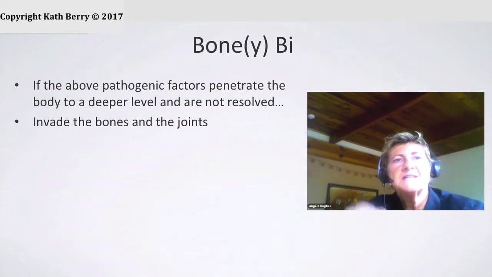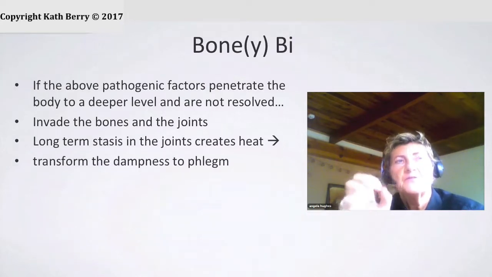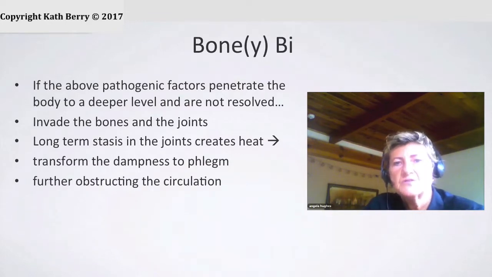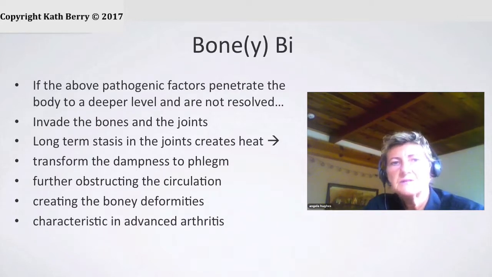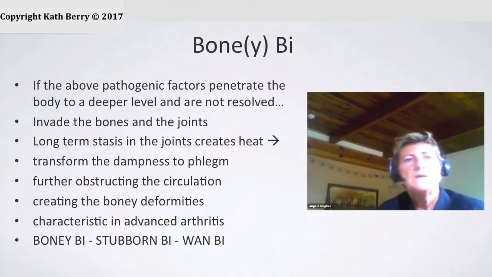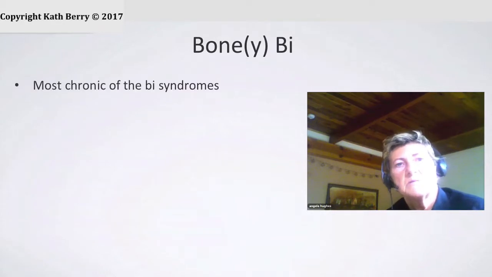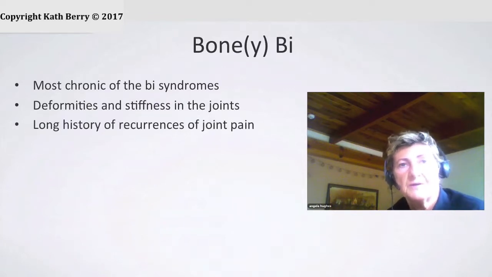So the long-term stagnation in the joints can then create even more heat, which can then transform dampness into phlegm, further obstructing the circulation and creating these bony deformities that we talked about, the blood tarring, that are characteristic in advanced arthritis. This stage is called bony Bi. So this is the most chronic of the Bi syndromes. It comes with, as we said, deformities and more stiffness of the joints. It comes with a long history of recurrences of joint pain.